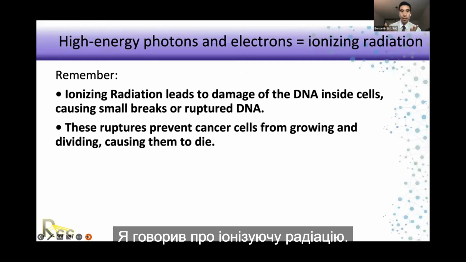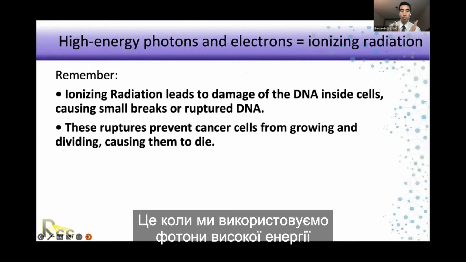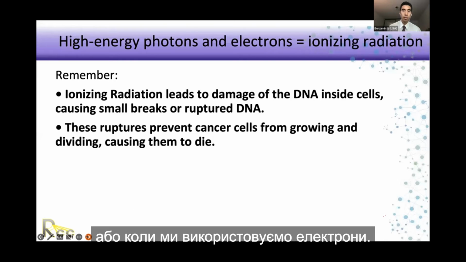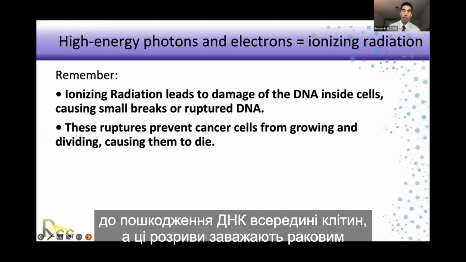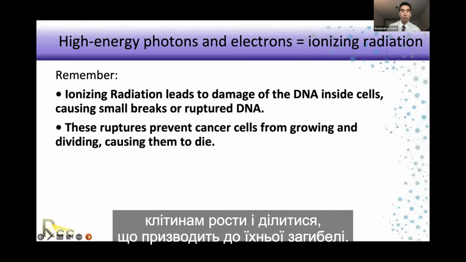I've talked about ionizing radiation. This is when we are using high energy photons or when we're using electrons. And remember that ionizing radiation leads to damage of the DNA inside cells, and that these ruptures prevent cancer cells from growing and dividing, causing them to die.